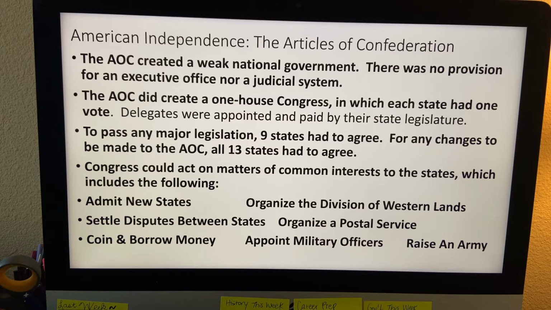Congress can act in matters that are common interest to the states, and that includes the following things. They can admit new states to the Union, which is great. We can add more states. We can organize the division of Western lands. We can settle disputes between states. We can organize a postal service. We can coin and borrow money. We can appoint military officers, and we can raise an army. And we're going to see that of those responsibilities, the only ones that they do really well are organize the division of Western lands and organize the postal service. The other ones don't work out so well.